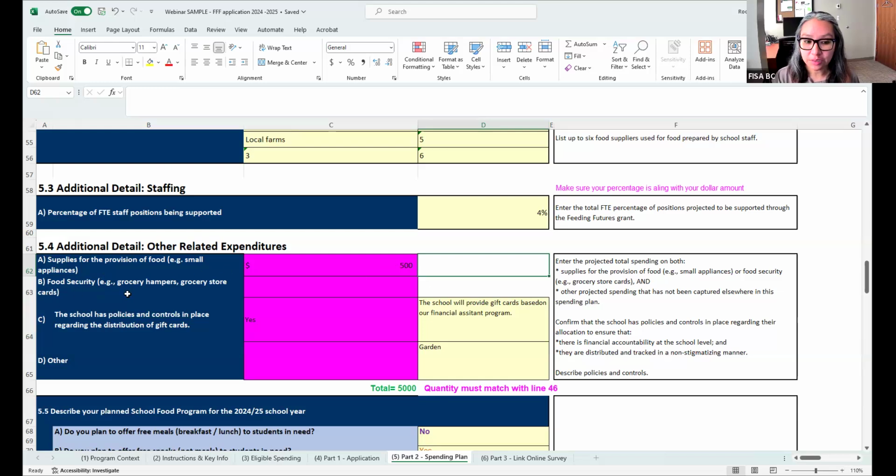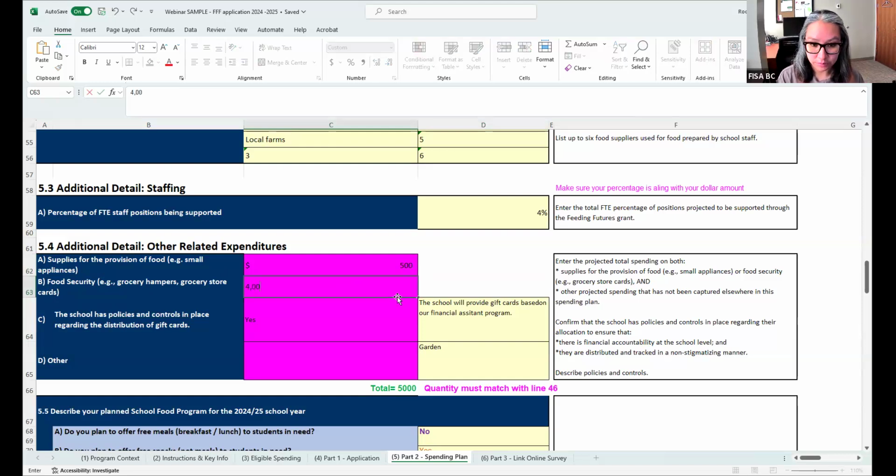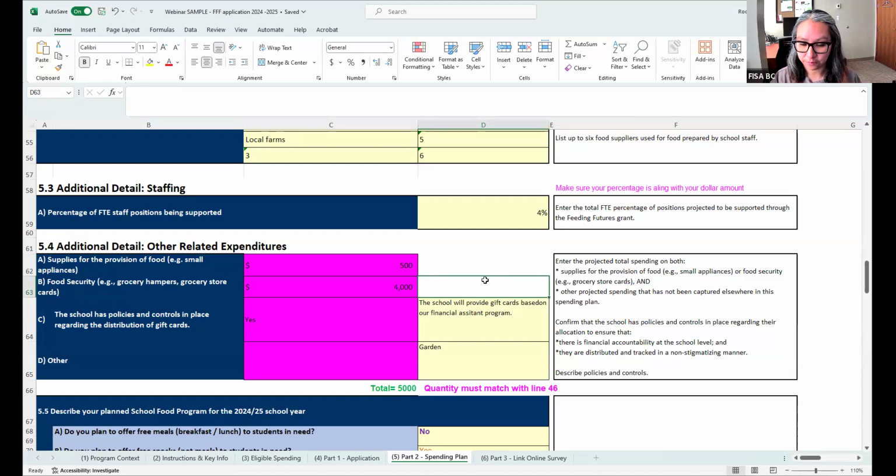Now, food security will be any money that you're planning to spend on grocery hampers and grocery gift cards. A lot of the schools may only fill this part if you are only using gift cards. So for me, I'm going to say that I'm going to use $4,000 in gift cards this year.